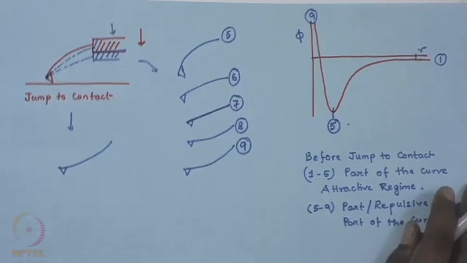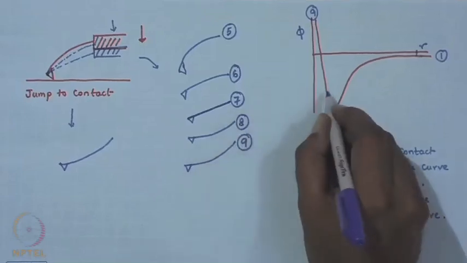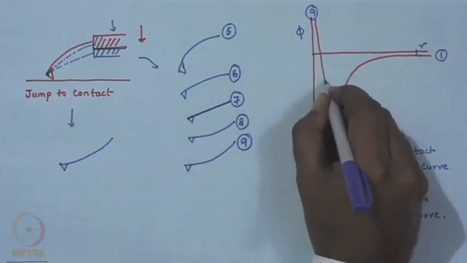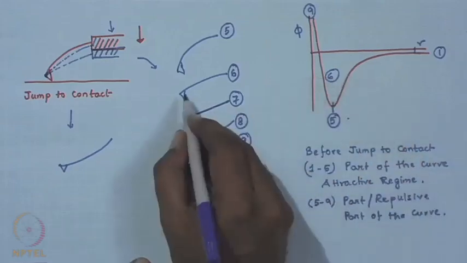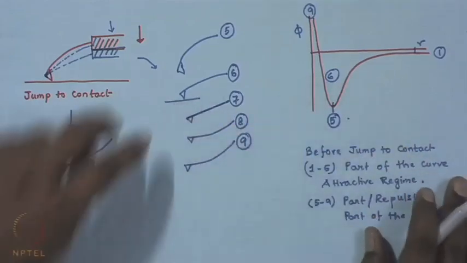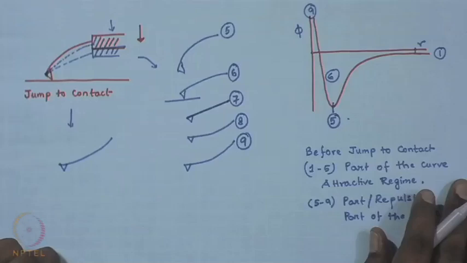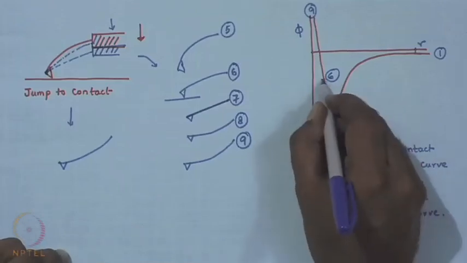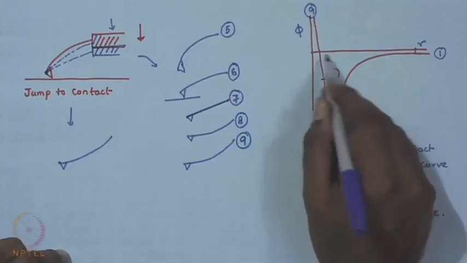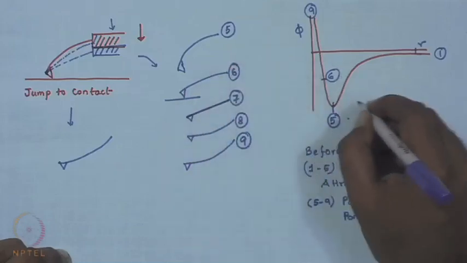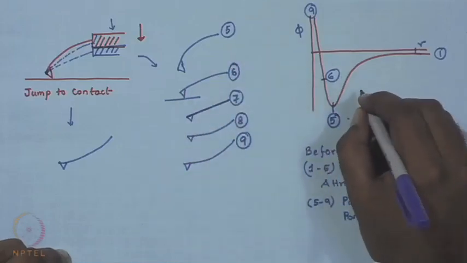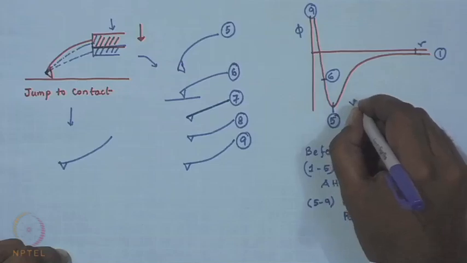Okay. And the interesting thing is, as you see, the point 6 will be somewhere over here. What is interesting to note is that locally there is now a repulsion, because the tip is already in contact with the surface, but overall, magnitude-wise, you are still in the attractive regime, and therefore the deflection is something like this.